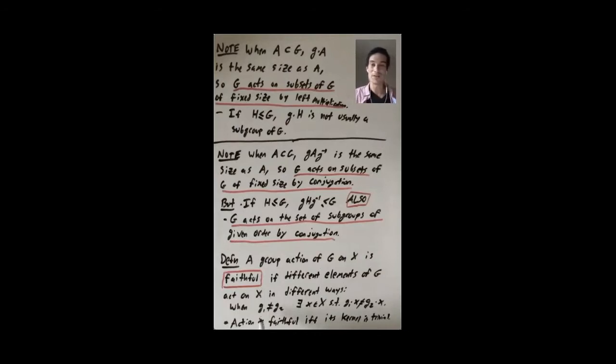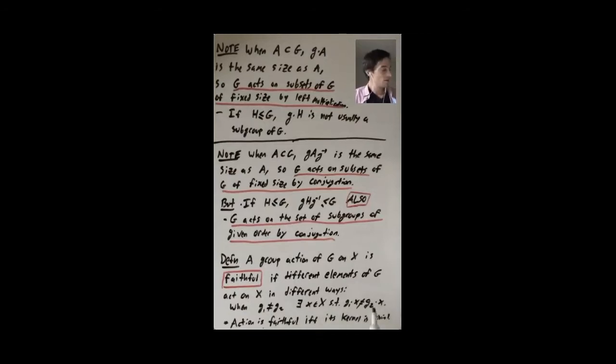So what does that mean more formally? If you have two different elements of G, let's say g1 and g2, your action is faithful if there's some element in your set, some little x, such that g1 acting on x is not equal to g2 acting on x. That there's some element in your set that distinguishes how g1 is acting from how g2 is acting. So if you have the identity acting on X, it sends every element to itself.